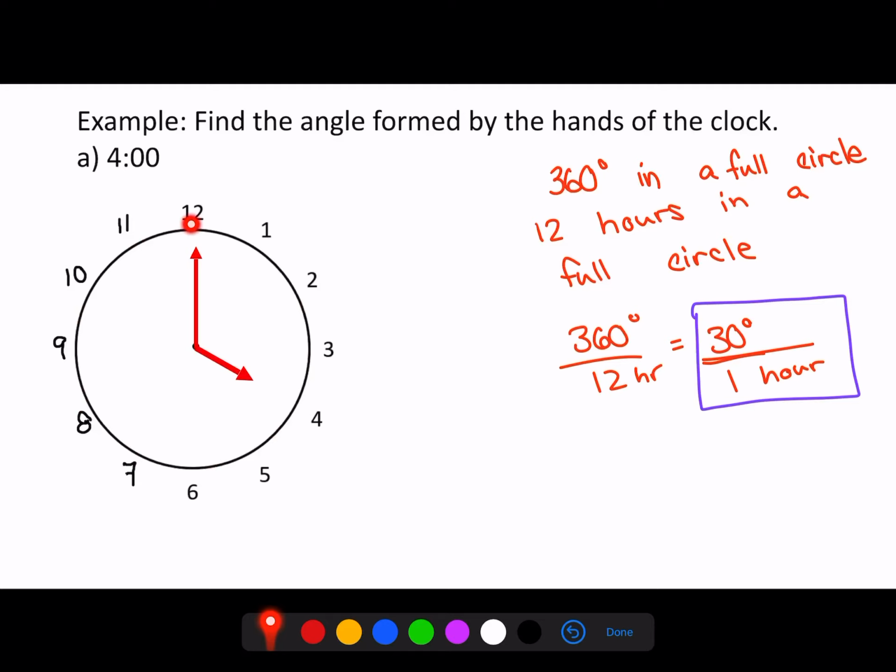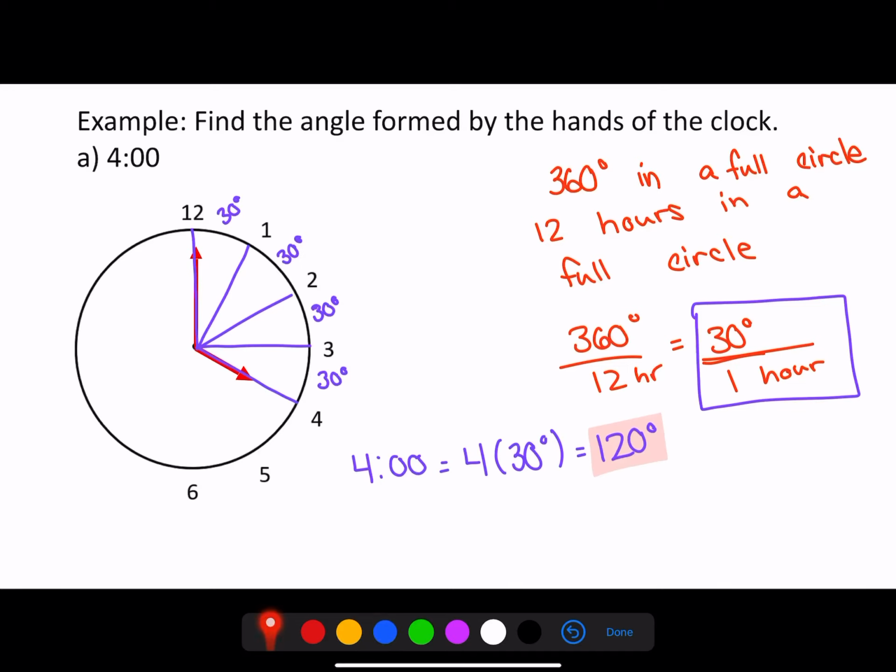So, I know that there's 12 numbers that are placed around the clock to determine the hours, and I also know that there's 360 degrees total in a full rotation of a circle. So, if that's the case, we have 360 degrees, the whole amount, divided by the 12 hours that surround the clock, which gives us 30 degrees for every 1 hour. So what that means is that between 12 and 1, this angle is 30 degrees. Between 1 and 2 is also 30 degrees, 2 and 3 and 4.